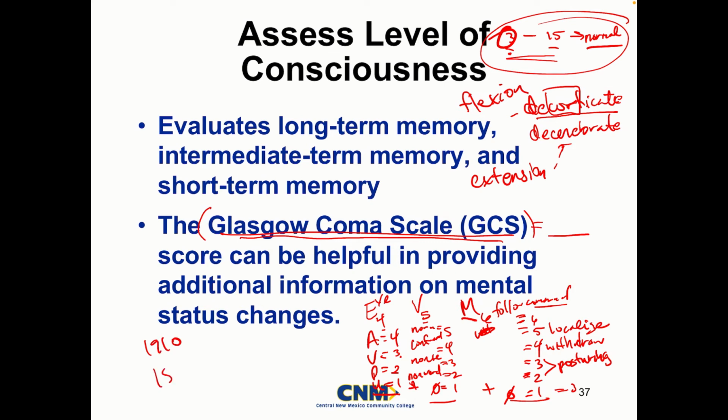You want to check this and check your GCS over time. So maybe at 1910 it was 15. Maybe at 1915 on reassessment it's 14. Over time, you'll see changes that you might not see from one check to the next, but you see over a period of time. We call it trending.